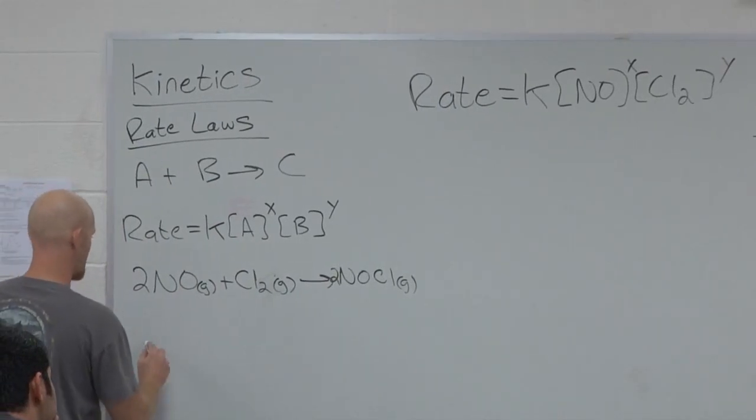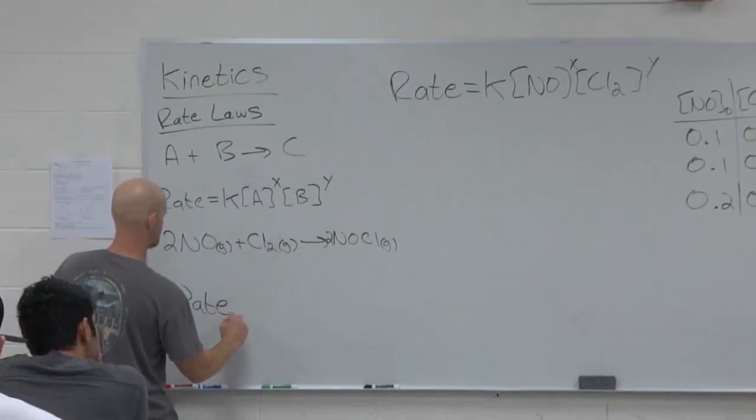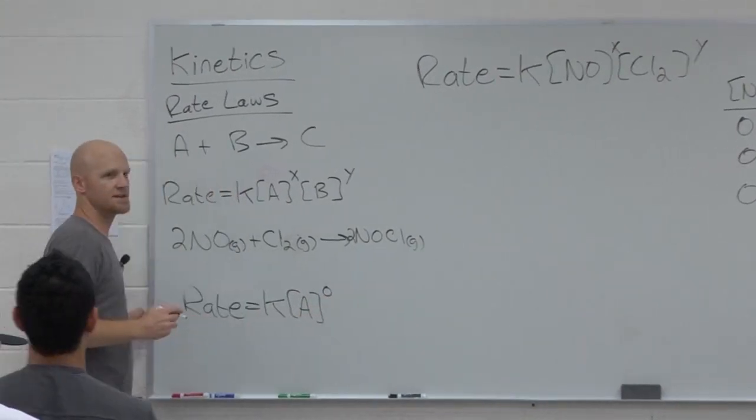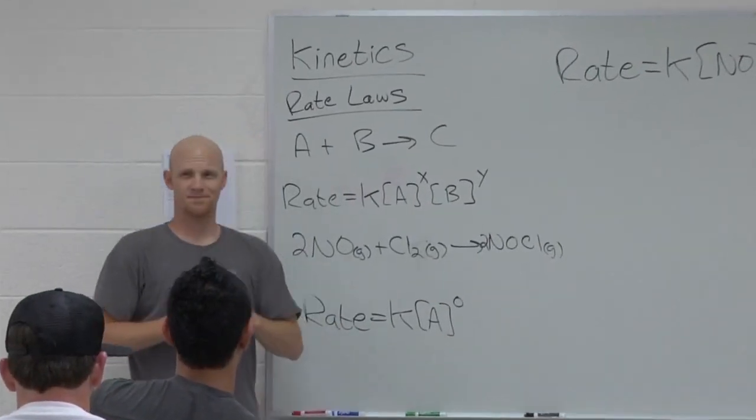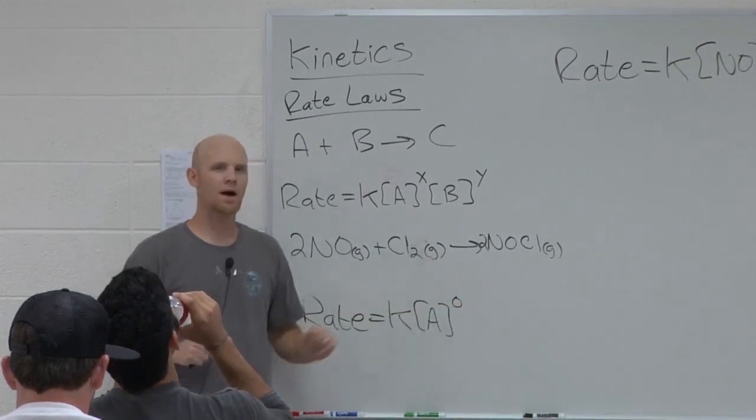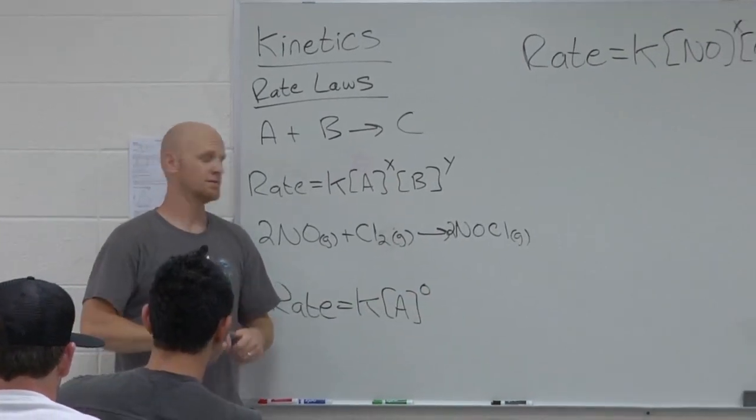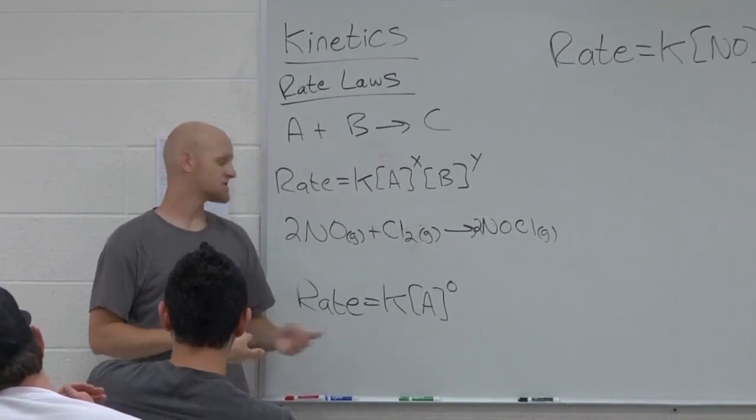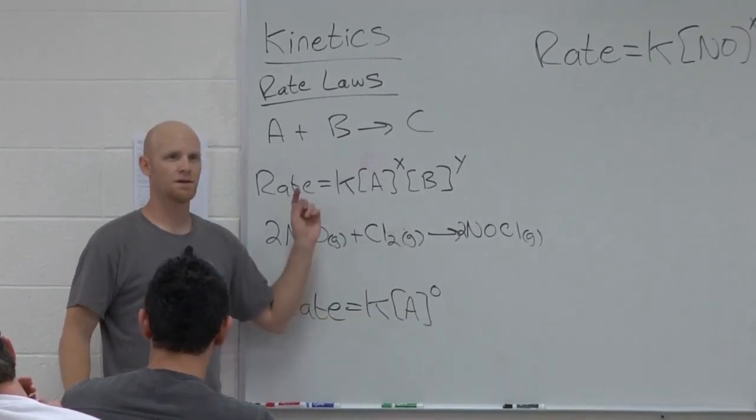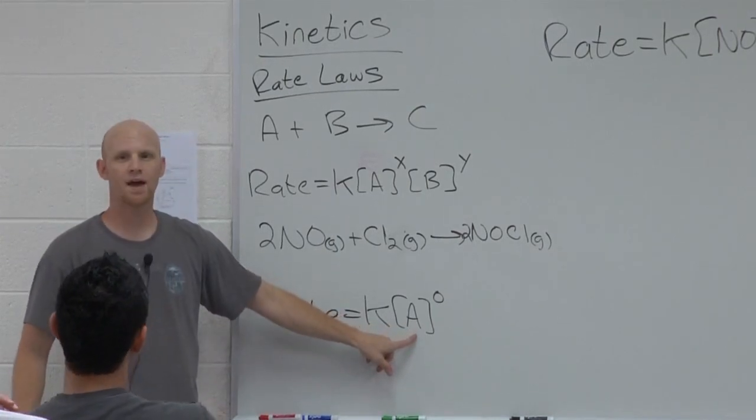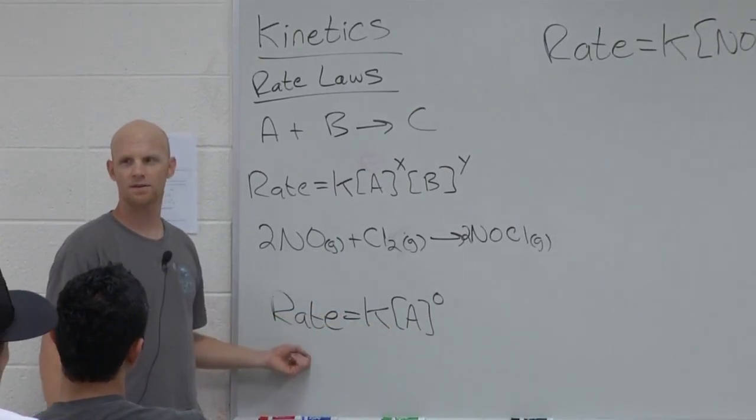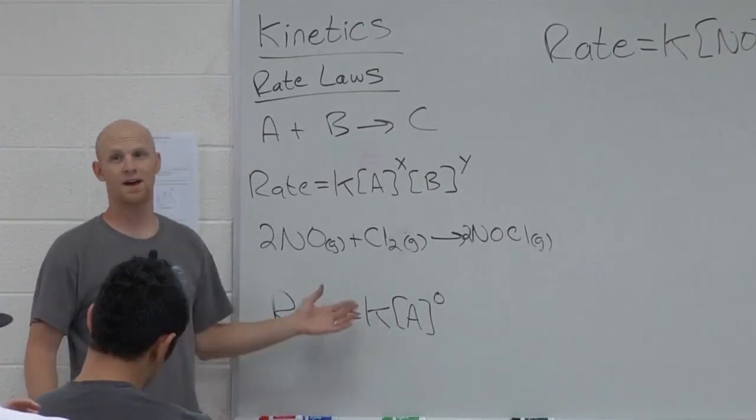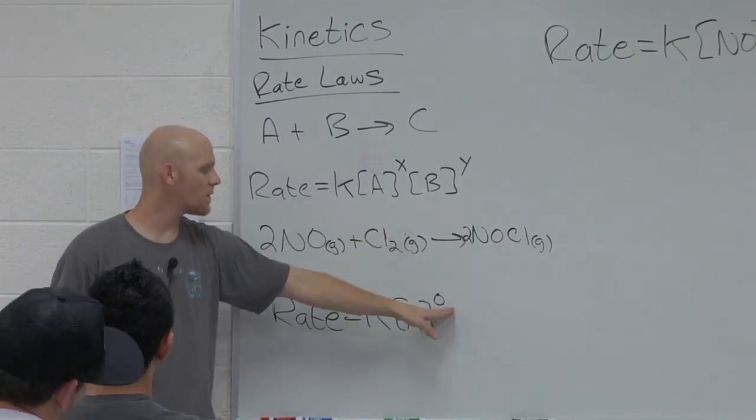So say I ended up having a rate law that looked like this. We call this 0 order. What's anything to the 0 power? 1. What's the rate of this reaction equal to? Just K, because this is 1. What if I tripled the concentration of A? Would that affect the rate? No, because 3 to the 0 power is still 1, and rate still equals K. That's what a 0 order reactant looks like.